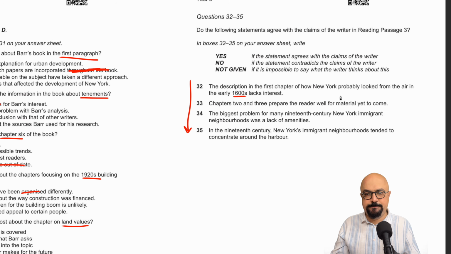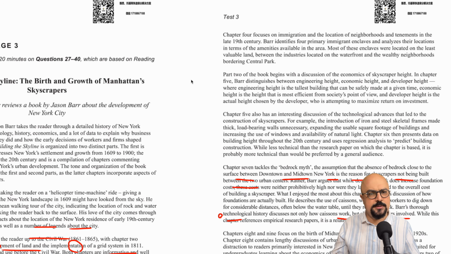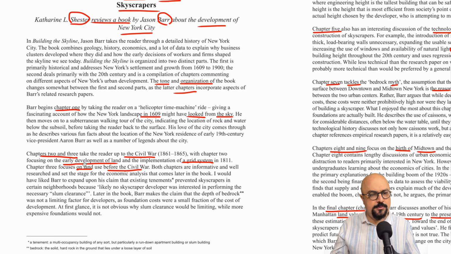There's a number here. 19th century, chapter 2. Okay, so maybe you should start with chapter 2 because there's a clear reference to the chapter. So 33, chapter 2 and 3. Okay, prepare the reader well for material yet to come. Chapter 2 and 3. Where is it?